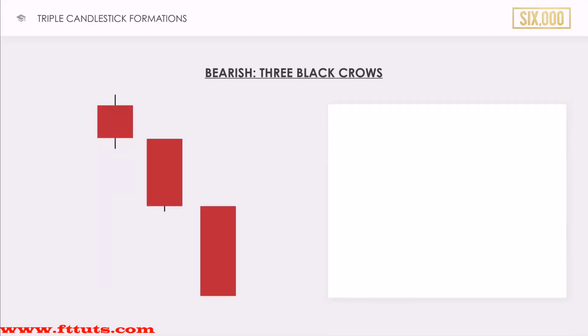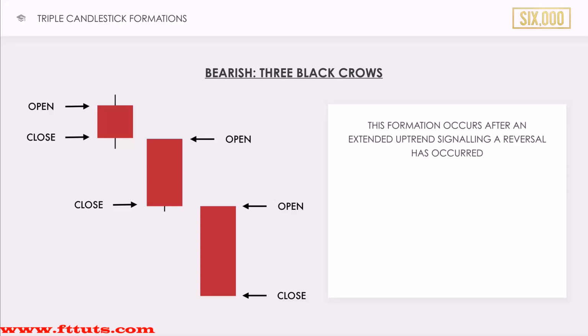Now onto our final setup, which is the three black crows, similar to the three white soldiers. Again, in this situation, there are no bullish candlesticks or indecision, neutral candlesticks. It is just simply bearish candlesticks, and three of them. This formation occurs after an extended uptrend, signaling a reversal has occurred.